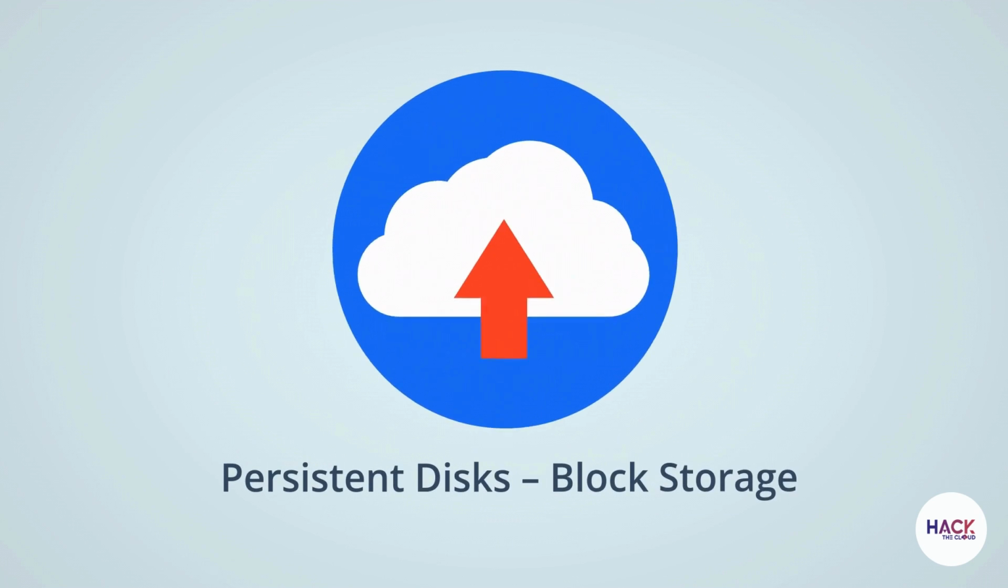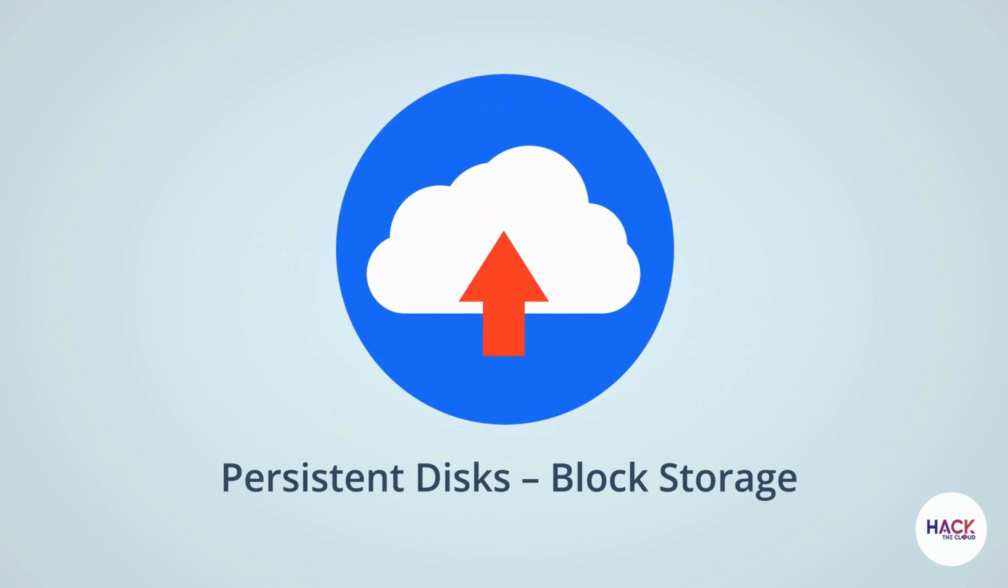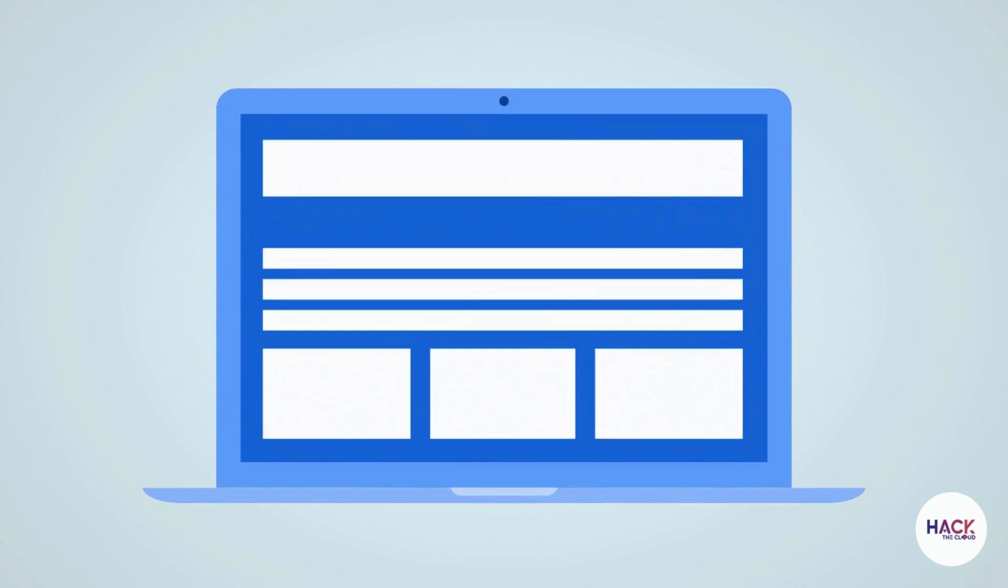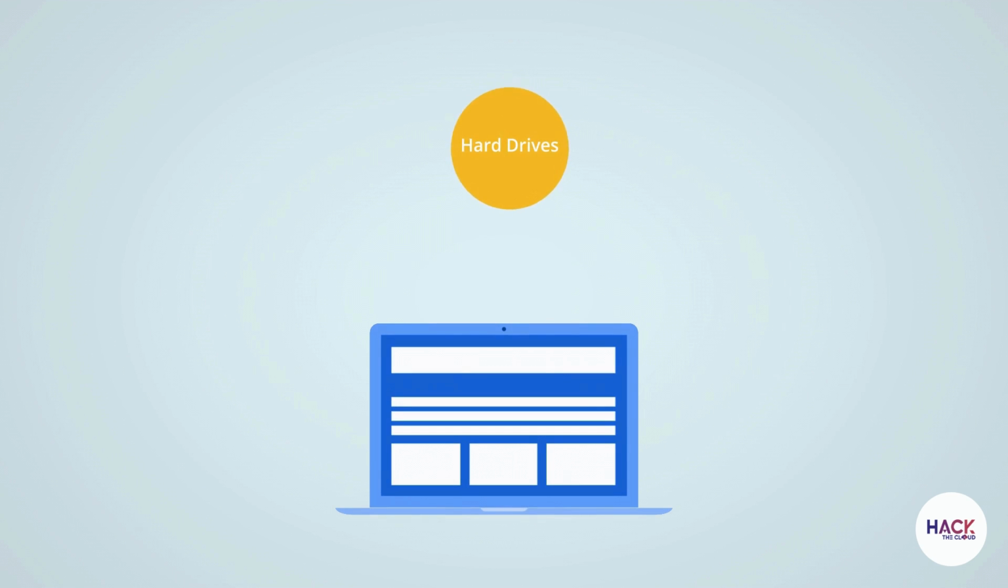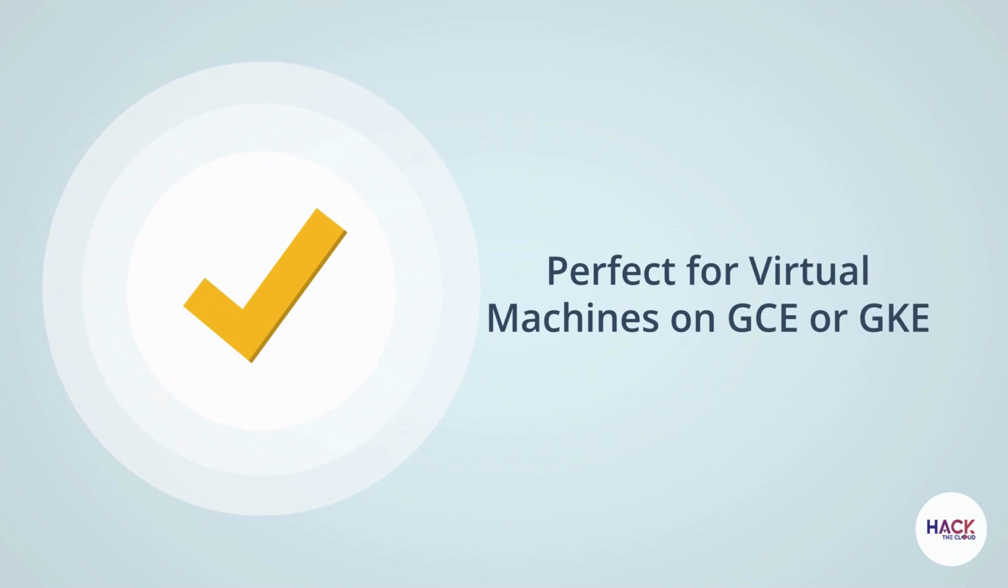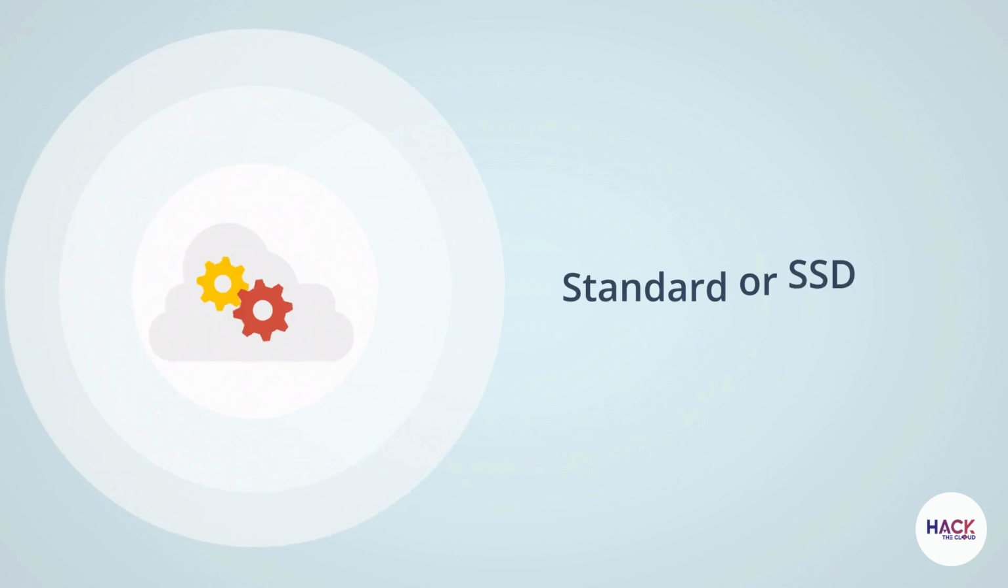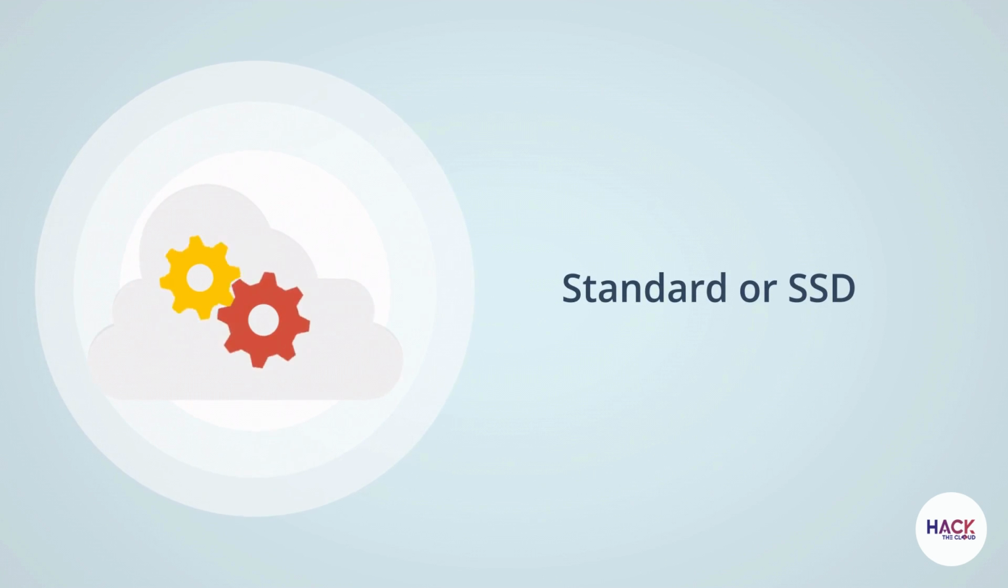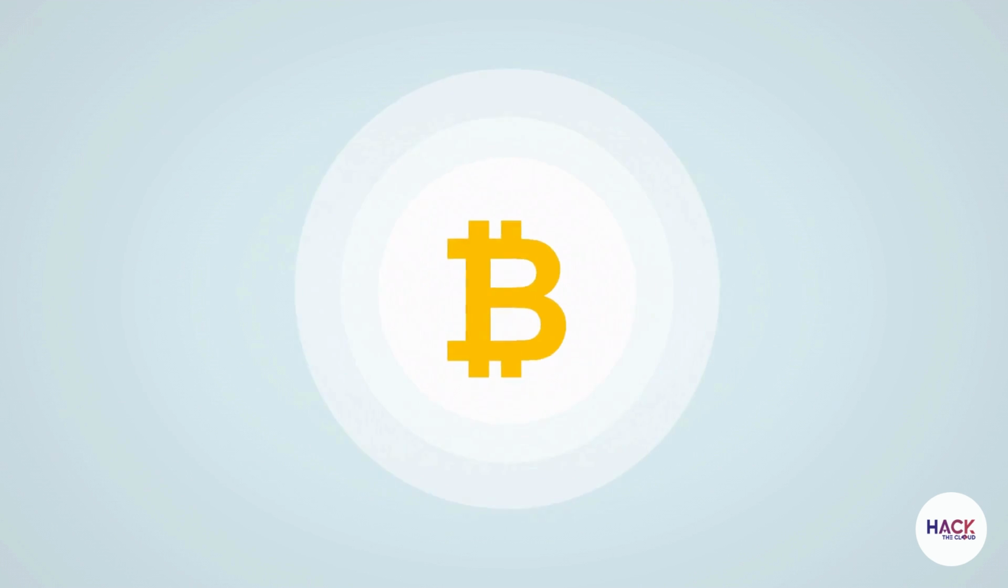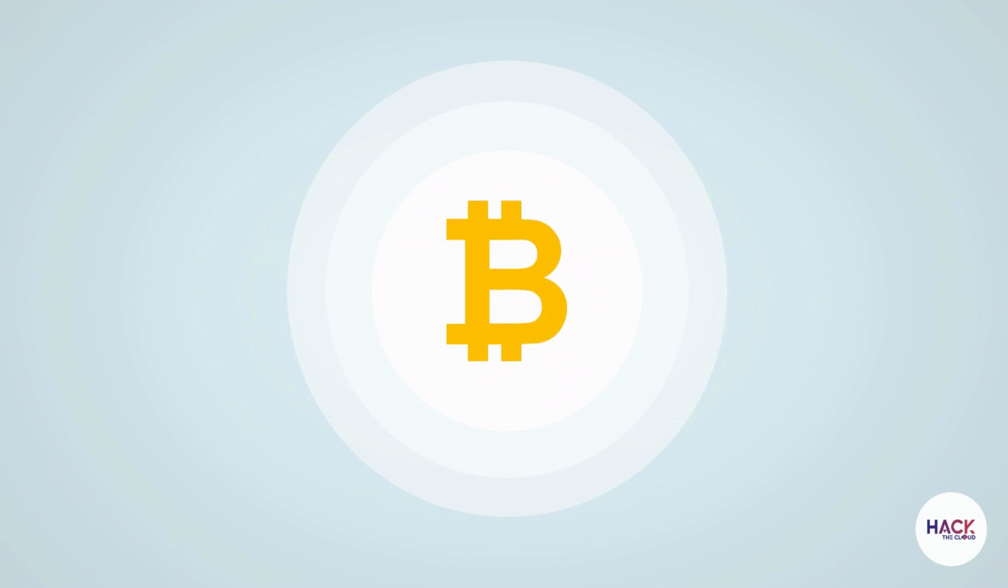Persistent disks. Let's talk about persistent disks. These are block storage devices, which means they're like the hard drives in your computer, but in the cloud. They're perfect for virtual machines, VMs, on Google Compute Engine or Kubernetes Engine. You can choose between standard or SSD persistent disks, depending on whether you want cost-effective storage or high-performance SSD speed. If you're running databases or transactional apps, SSD persistent disks are like rocket fuel. They'll give you the speed boost you need.